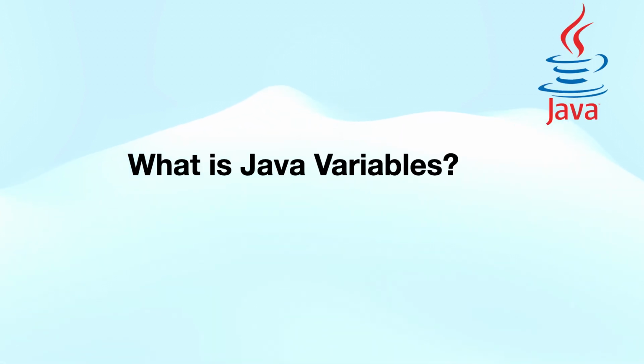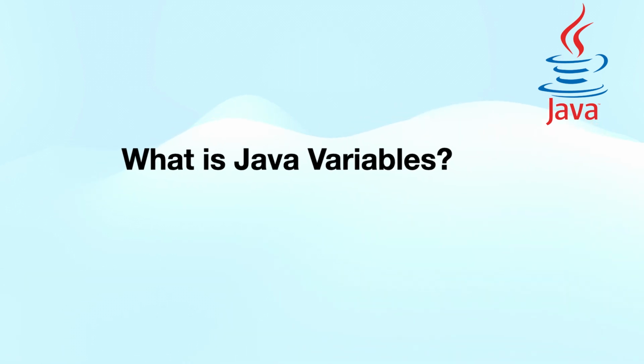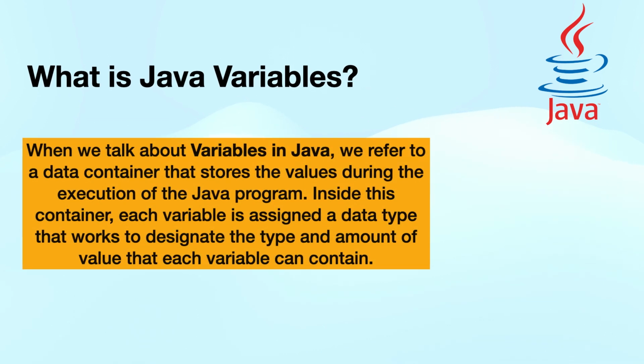What is a Java variable? Java variables are containers for storing data values. Simple as that. When we talk about variables in Java, we refer to a data container that stores the value during the execution of the Java program. Inside this container, the variable is assigned a data type that designates the type and amount of the value that each variable can contain.